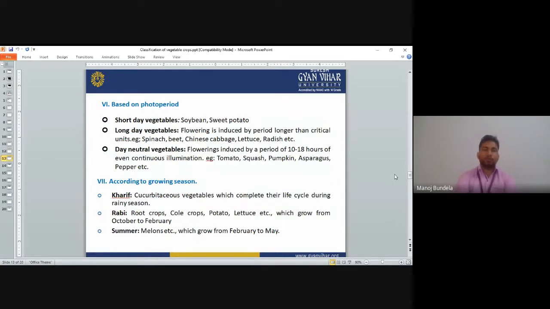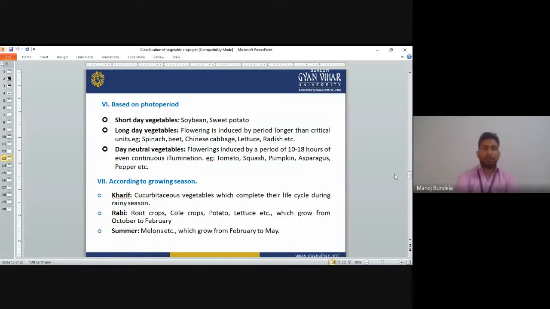Based on the photoperiod. Photoperiod means short day plant, long day plant, and day neutral plant. Short day plants require short day conditions, meaning more night hours and fewer day hours. Short day means they require only 6 to 8 hours of day and 14 to 15 hours of night, like soybean and sweet potato.